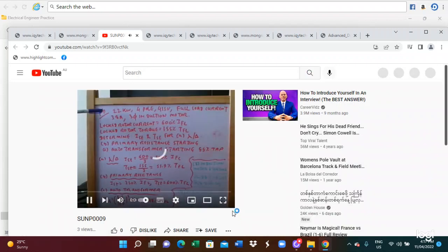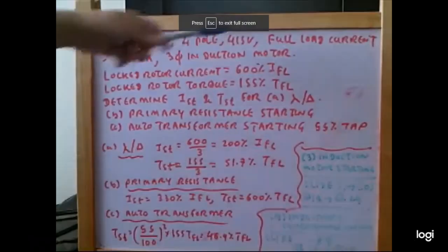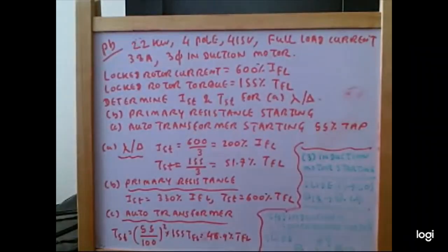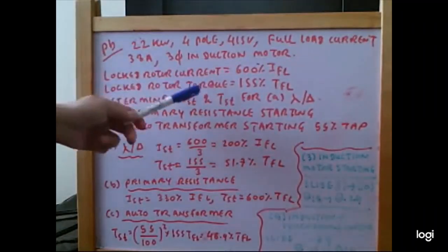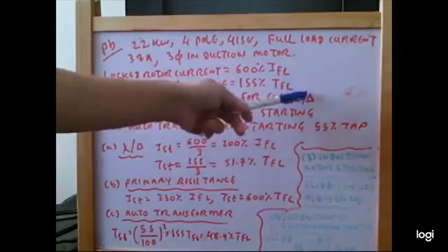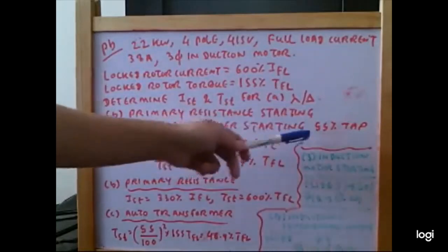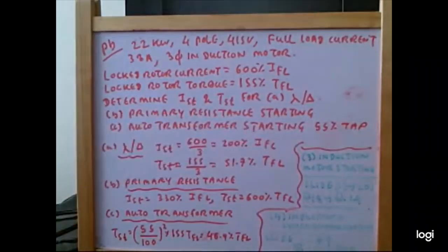Okay, this problem: a 22 kilowatt, 450 volt, full load current 38 ampere, 3-phase induction motor. Locked rotor current is 75% of the full load current. Locked rotor torque is 155% of the full load torque. Determine the starting current and starting torque for: A, star-delta connection; B, primary resistor starting; C, auto transformer starting at the 55% tapping.